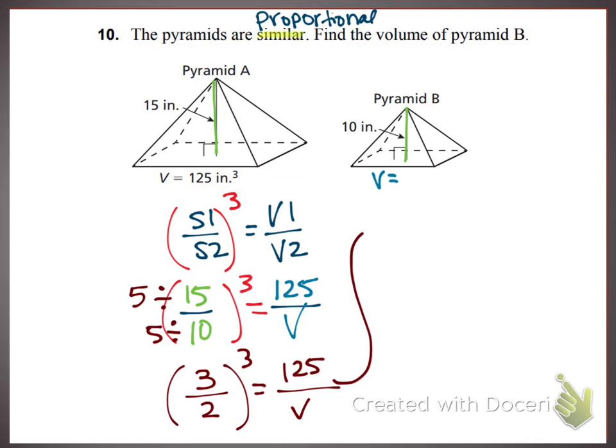Whenever you cube something, you're going to multiply it times itself 3 times. When you cube a fraction, you cube the top and you cube the bottom. So what is 3 times 3 times 3? 27 goes in the numerator.